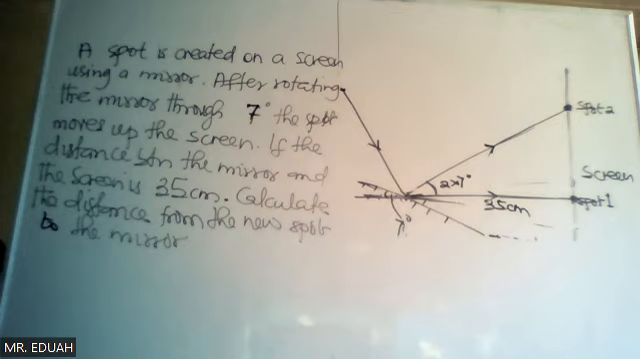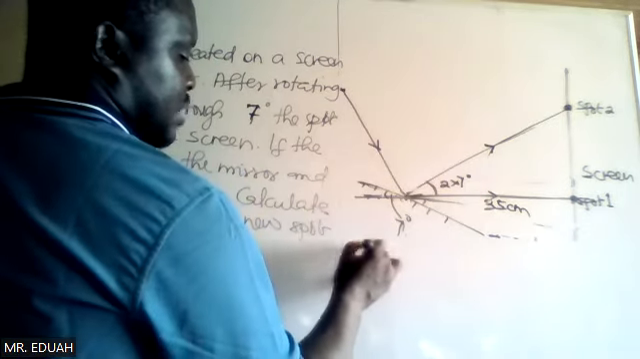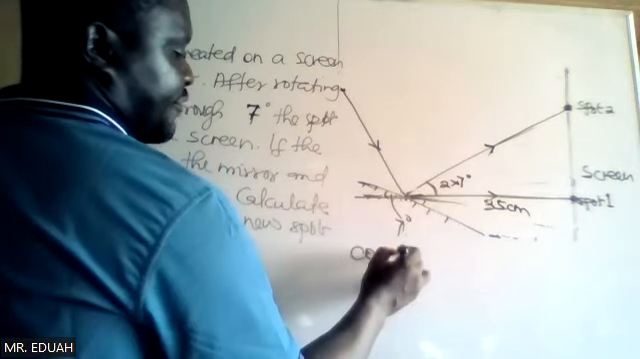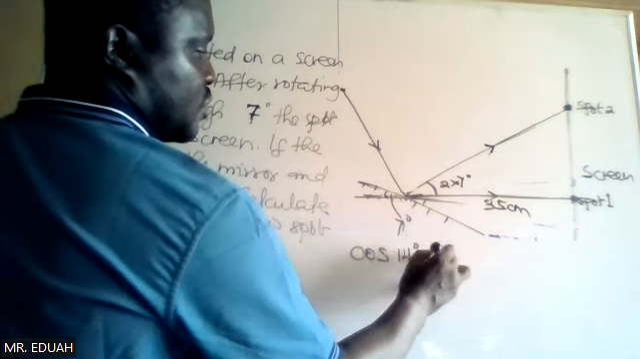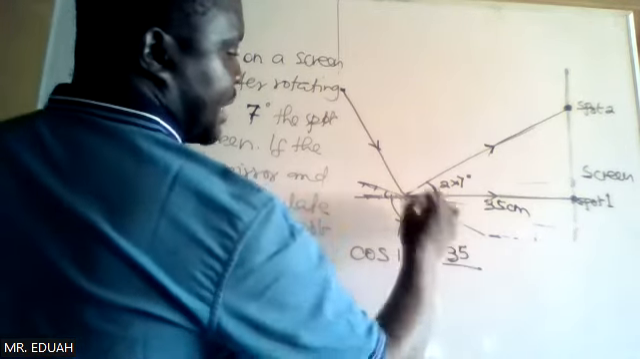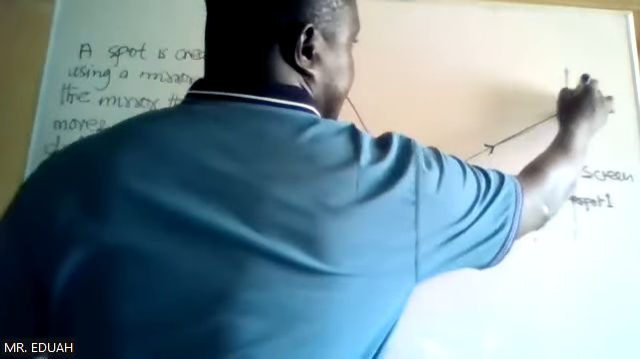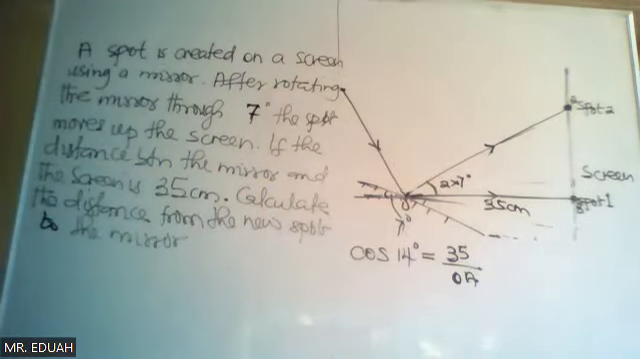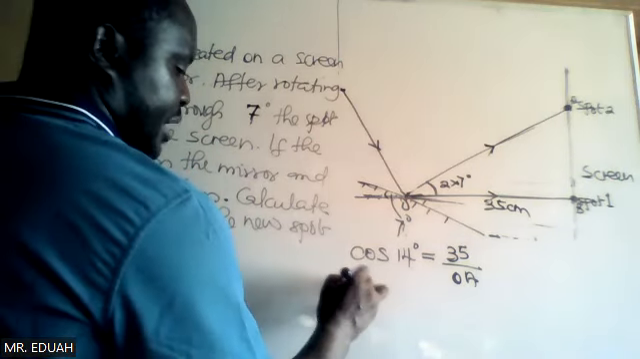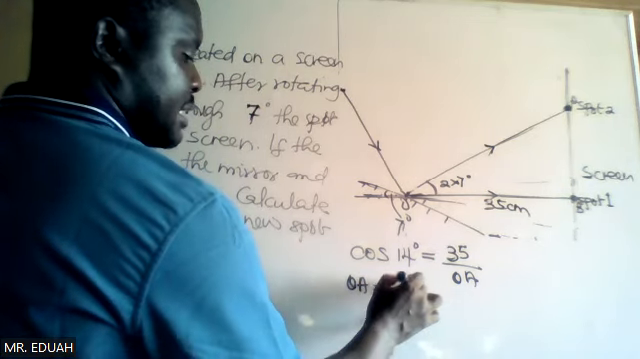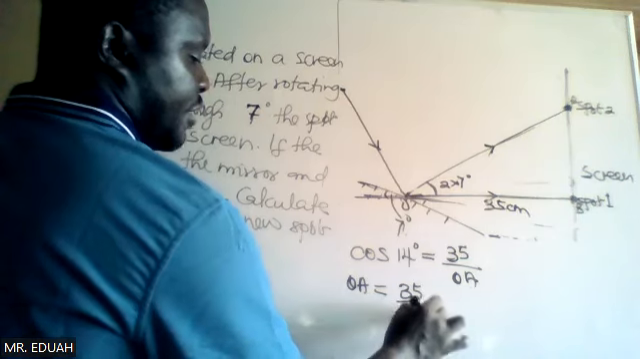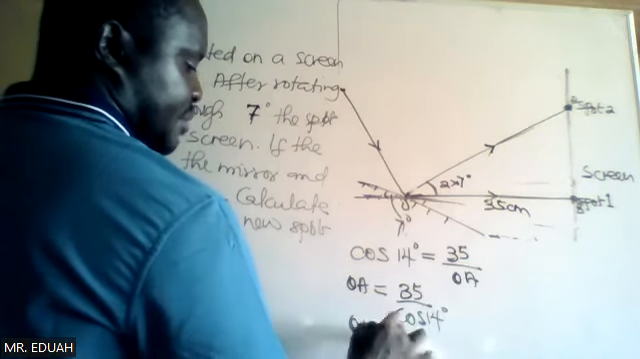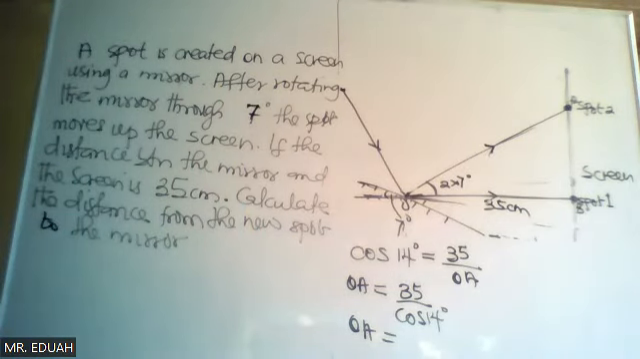So if we are to find the distance between the mirror and the new spot, we have the angle. When we take the cosine of the angle between the reflected rays, which is 14 degrees, this will be equal to 35 divided by this distance, maybe OA. And OA is the distance between the mirror and the new spot. Therefore, OA equals 35 divided by cos of 14 degrees. So help me determine 35 divided by cos 14 degrees.